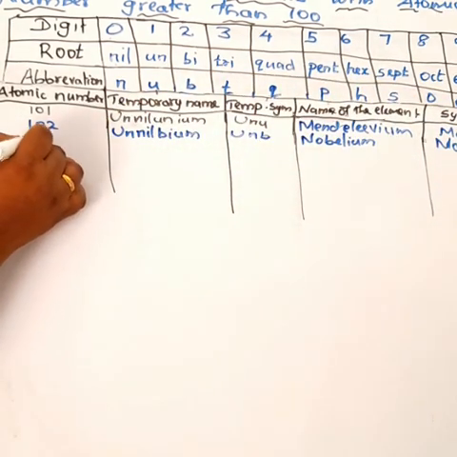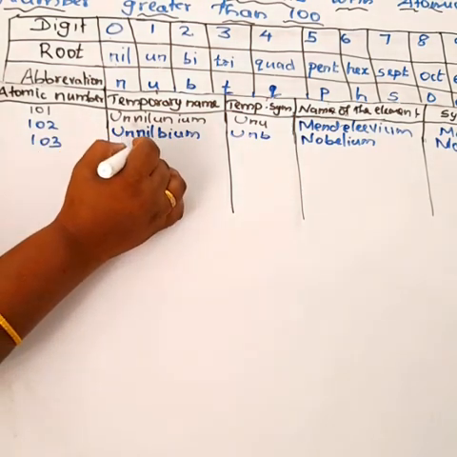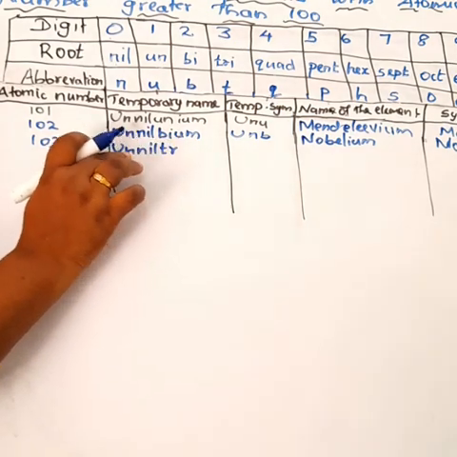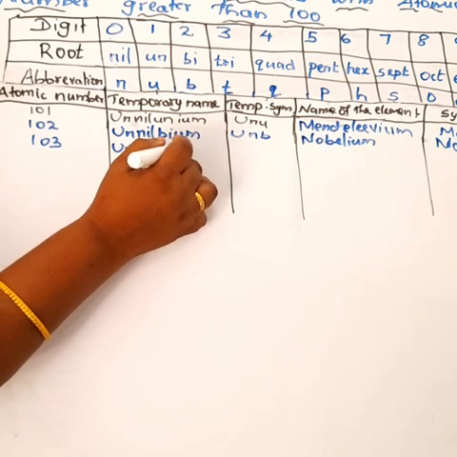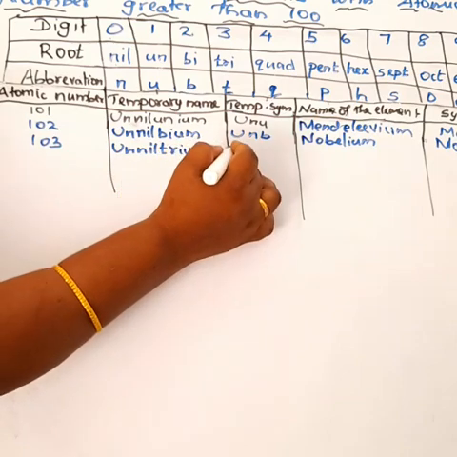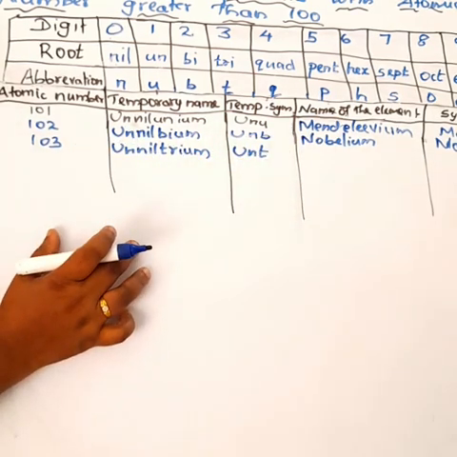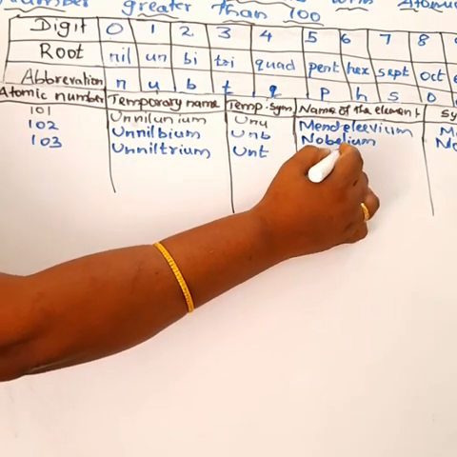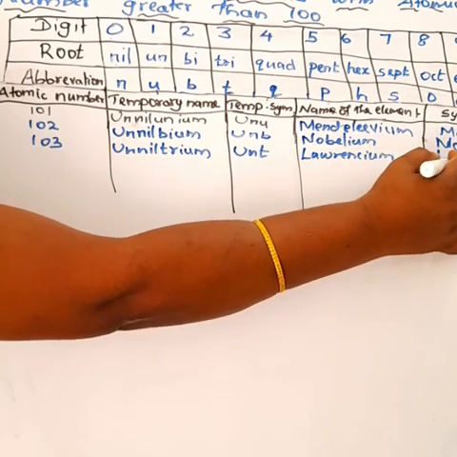And 103. What is the temporary name? Un for 1, nil for 0, and tri for 3. And after that, ium is the suffix; the i we can omit from the tri. So what is the temporary symbol? U for un, N for nil, and T for tri. Okay. 103. What is the element name? Lawrencium. The symbol for Lawrencium, Lr.